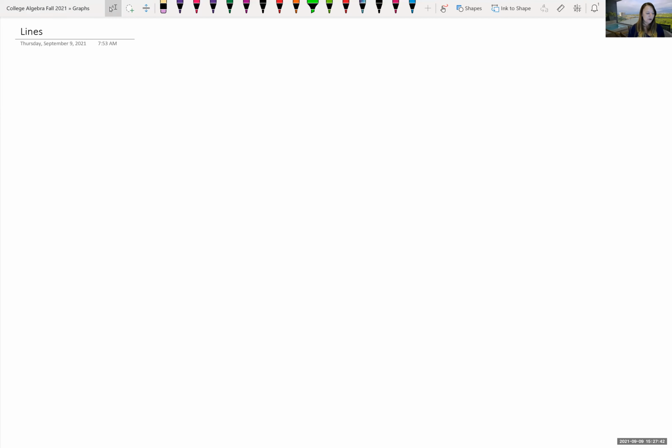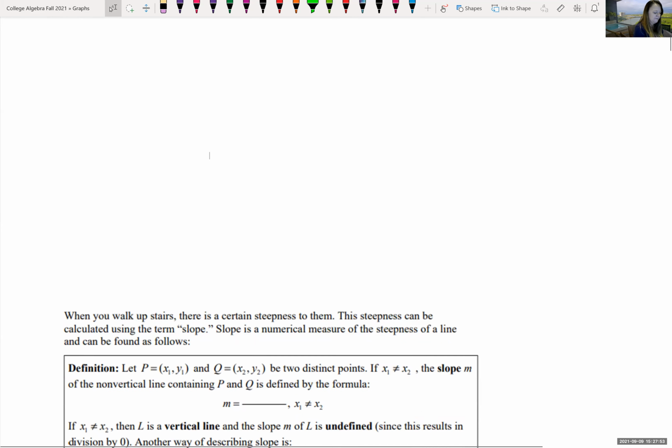Okay, so we're getting into finding equations of lines, graphing lines, and finding slopes of a line or a slope between 2 points. And so let's look at the following.